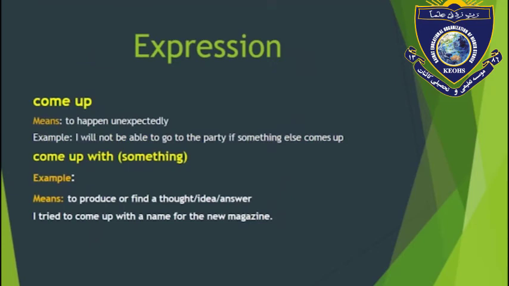Now it's time for the expression. Let's learn some expressions. Here are two expressions for you. Number 1, come up. Number 2, come up with something. Come up means to happen unexpectedly. When you don't think that something will happen, it just happens. For example, I will not be able to go to the party if something else comes up. It means I will not be able to join the party if something that I don't expect comes up.